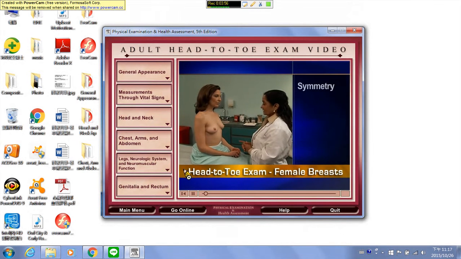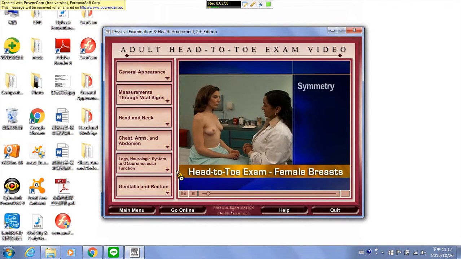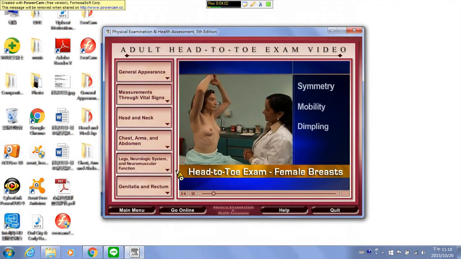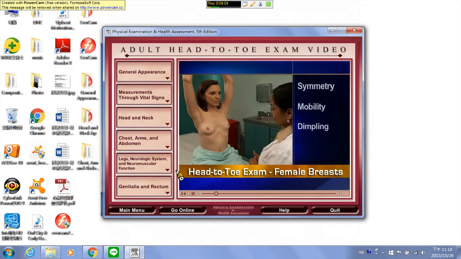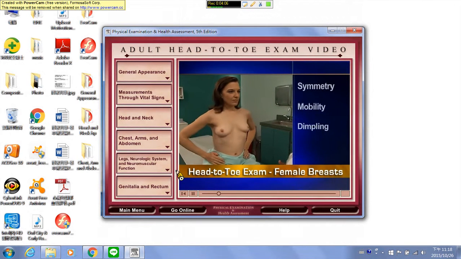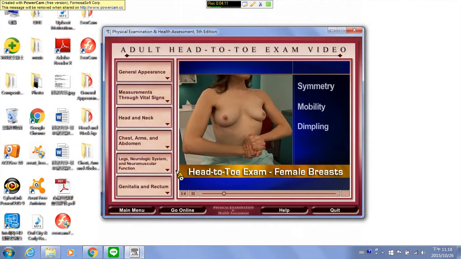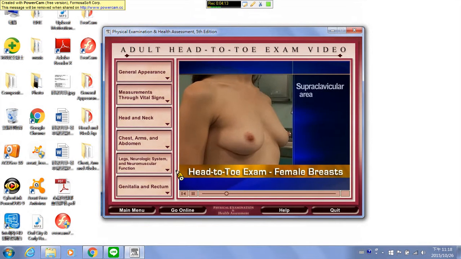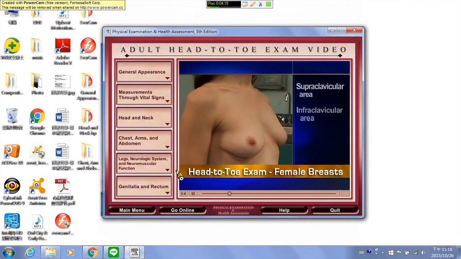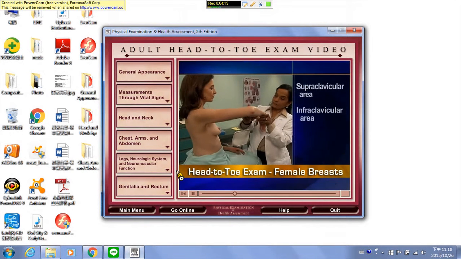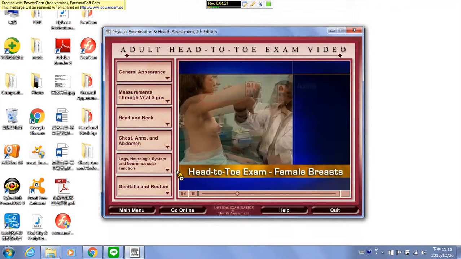When examining the breasts in a woman, observe for symmetry, mobility, and dimpling as she lifts her arms over her head, places her hands on her hips, and pushes her palms together. Hands on your hips, please. Also inspect the supraclavicular and infraclavicular areas, as well as the axillary areas. Now I'm going to raise your arm.